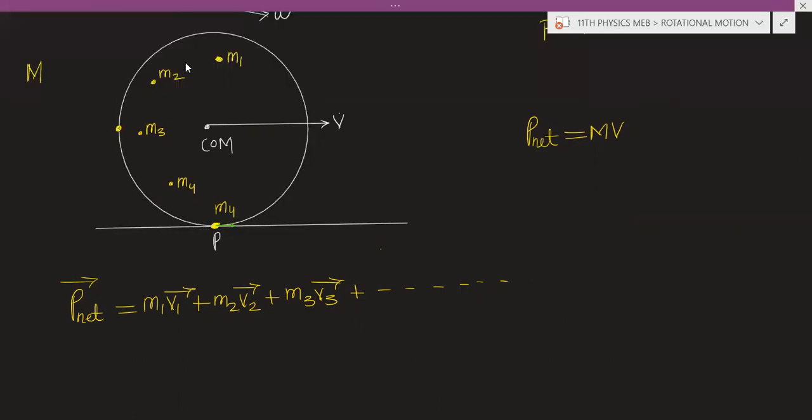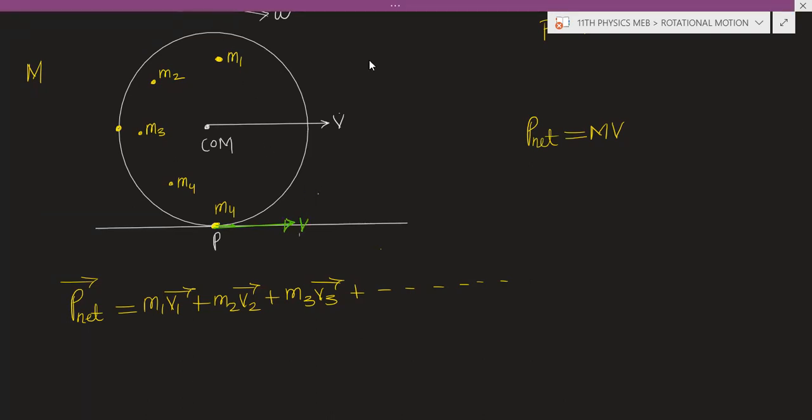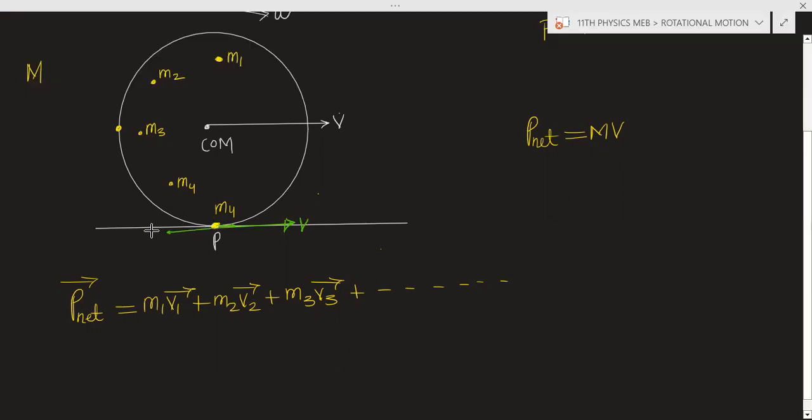Just a minute. So for this mass m4, there will be velocity of center of mass v. And due to the rotation, there is velocity in the opposite direction, that will be r into omega. So basically the net velocity of point P will be v minus r omega.